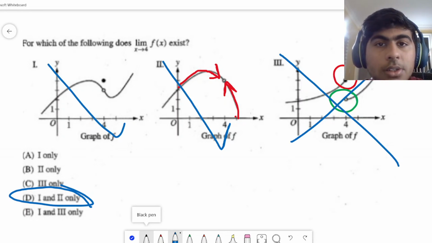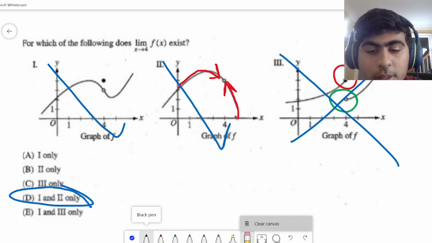Let us move on to some free response questions.